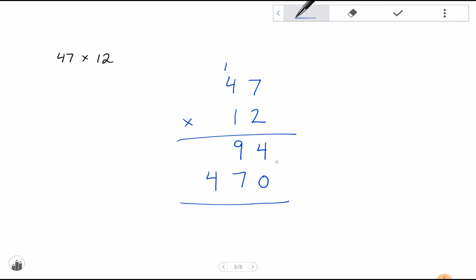So now we will add these two values. 4 plus 0 gives us 4. 9 plus 7 is 16, so we'll carry the 1. 1 plus 4 is 5. So 47 times 12 gives us 564.